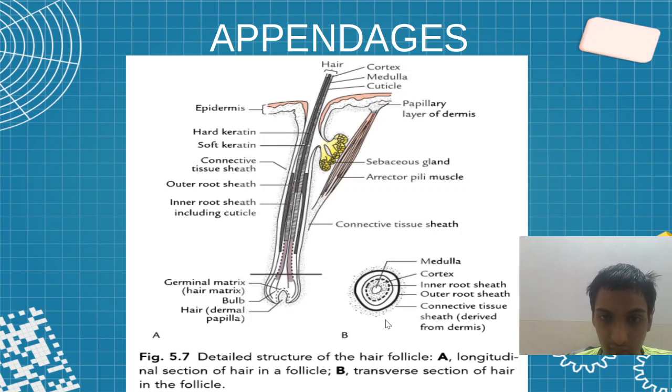And here, coming to the longitudinal section, this is the hair consisting of cortex, medulla and cuticle, arrector pili muscle, papillary layer, sebaceous gland. This is the keratin, connective tissue layer, outer and inner root sheath. Then the germinal matrix, the bulb and the dermal papilla. These are all the structures we are finding in the hair follicle.